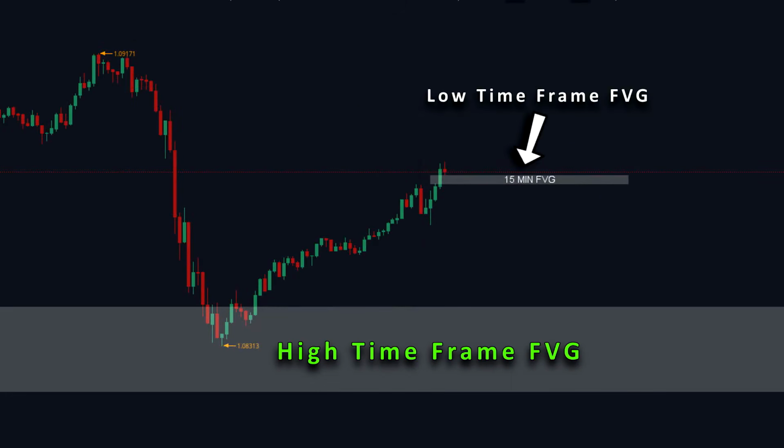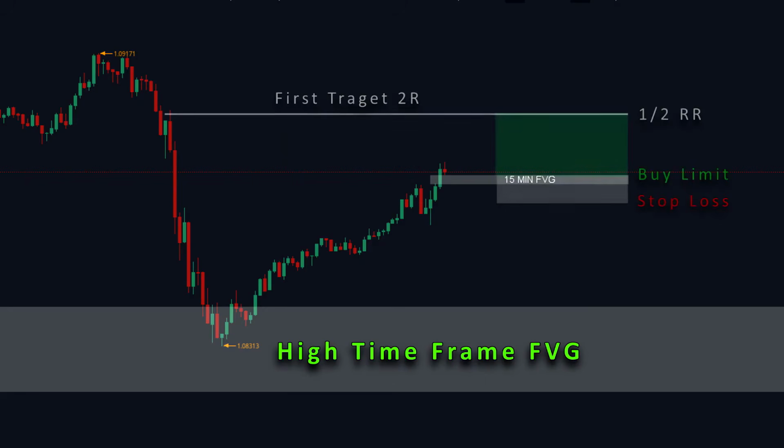The setup involves waiting for the price to create fair value gaps on the lower time frame. After identifying these zones, we set a buy limit at the start of the fair value gap and place our stop loss just below it.